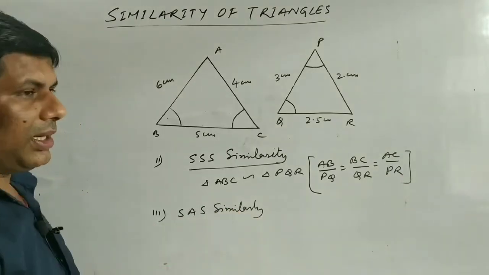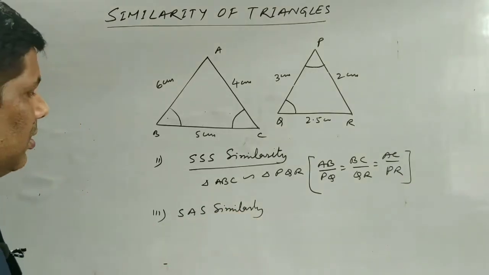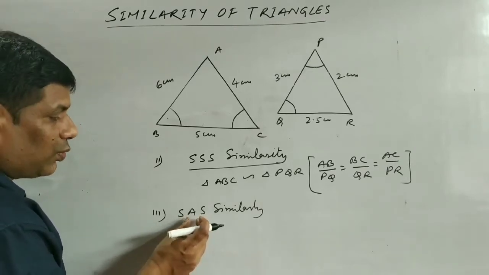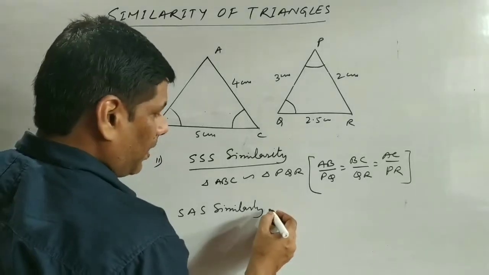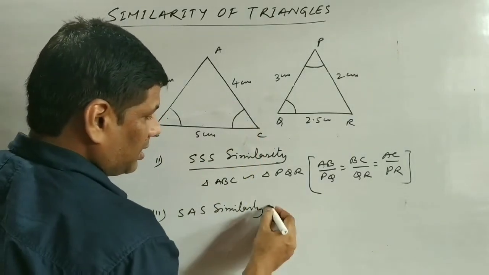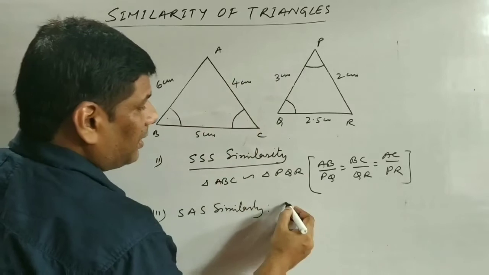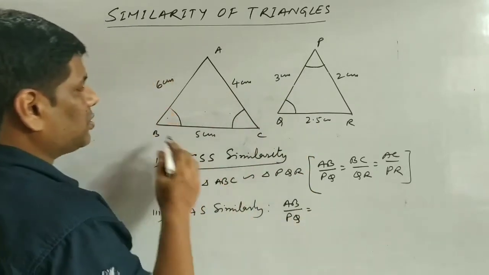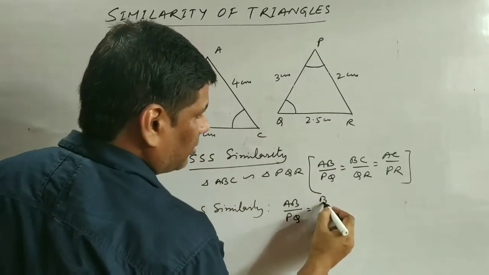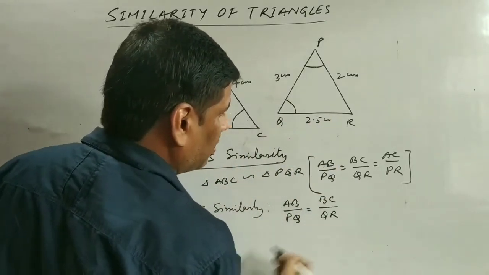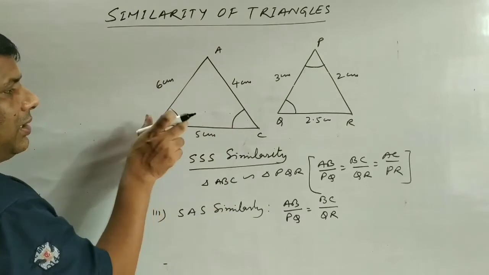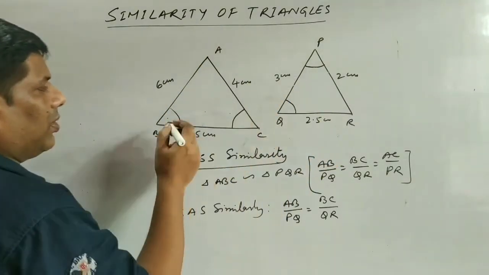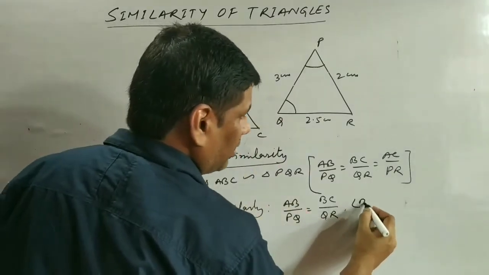SAS similarity. What does it mean? Two sides, ratio of two sides and included angle will be equal. Like for this figure we can say, if AB by PQ is equal to BC by QR, and one angle that is between these two sides AB and BC and PQ and QR will be equal, like angle B is equal to angle Q.